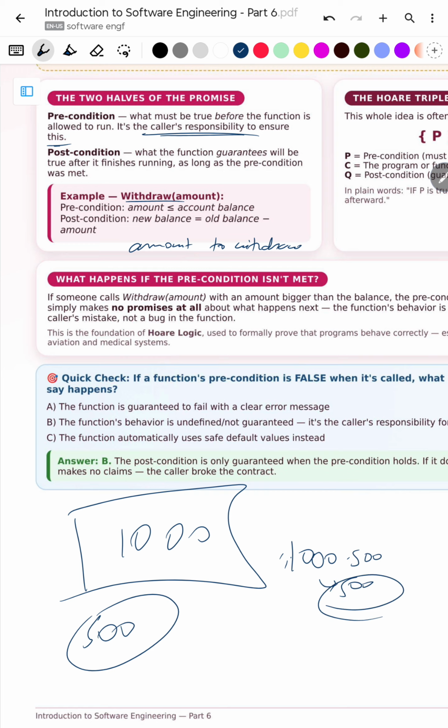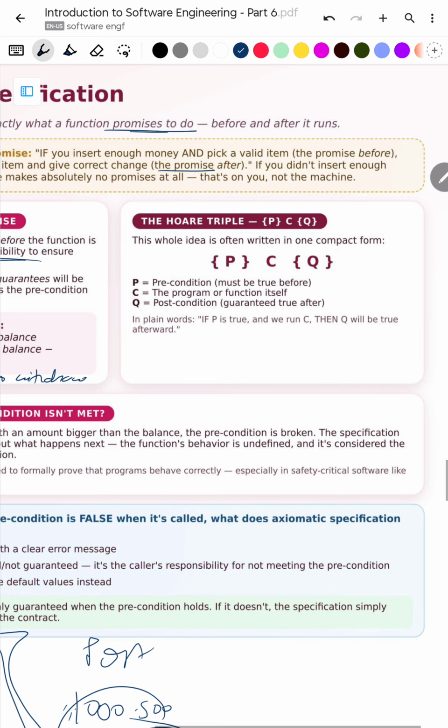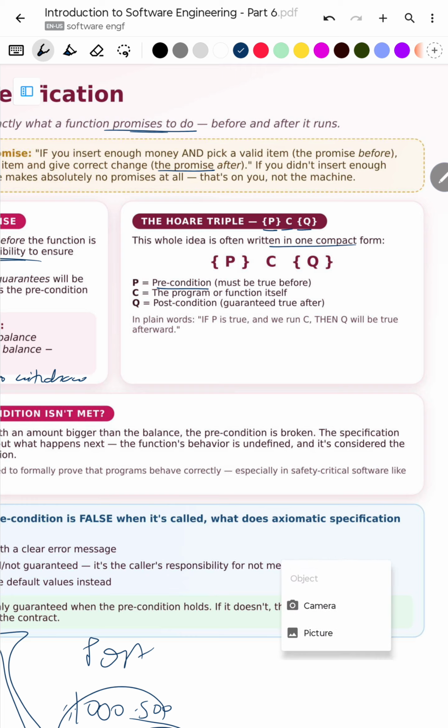What is the precondition? The amount which you are about to withdraw should be less than or equal to the amount in your account. If this condition is met, then the postcondition, which is to give away the cash, or give the amount which you have asked for, will be done. This is postcondition. This is precondition. Simple. The whole triple, that is precondition P, C, and Q. What is it saying? The whole idea is offered in one compact form. Precondition must be true before, postcondition guaranteed true after.